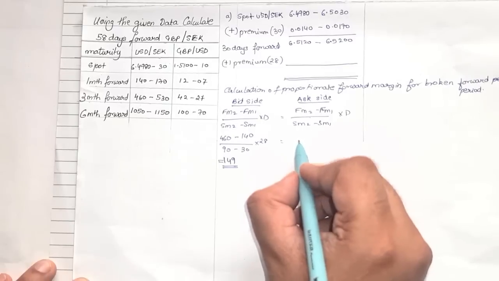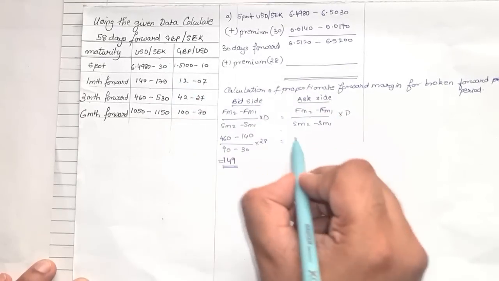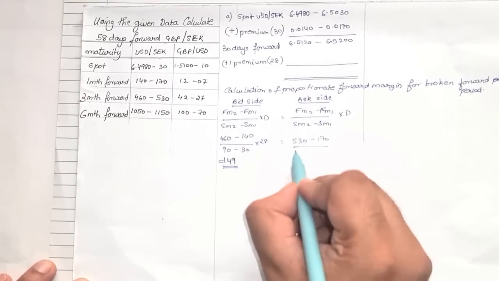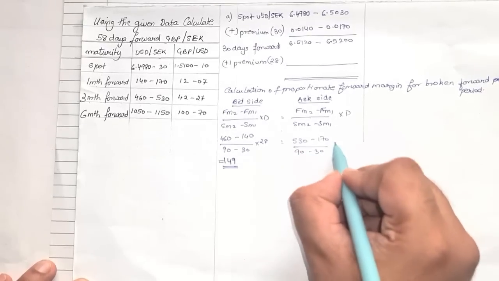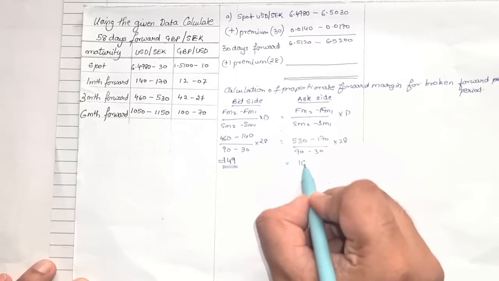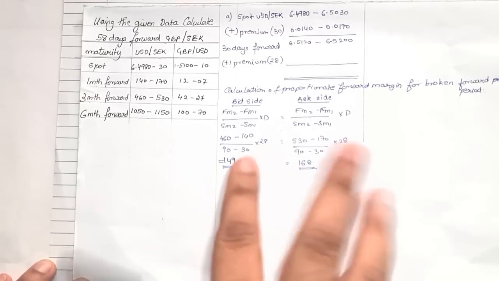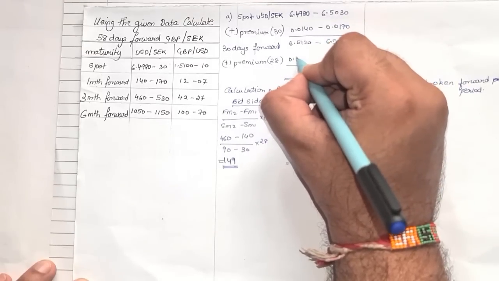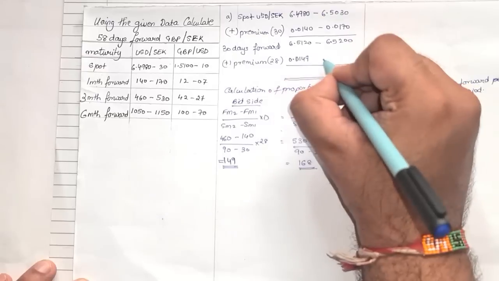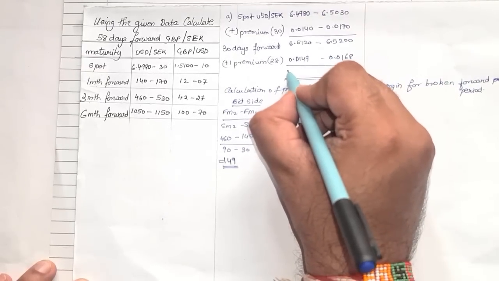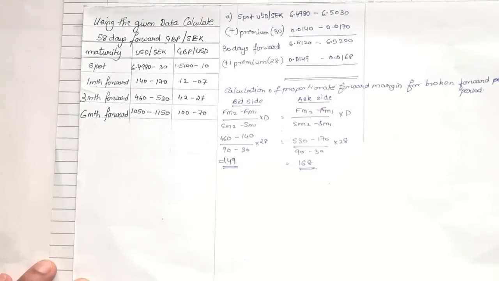So that will be from the ask side, so it will be 530 minus 170 upon 90 minus 30 into 28. Again, when you solve, you get the value as 168 points. I will use these 2 points under the premium. First is 149, so 0.0149 and 0.0168.